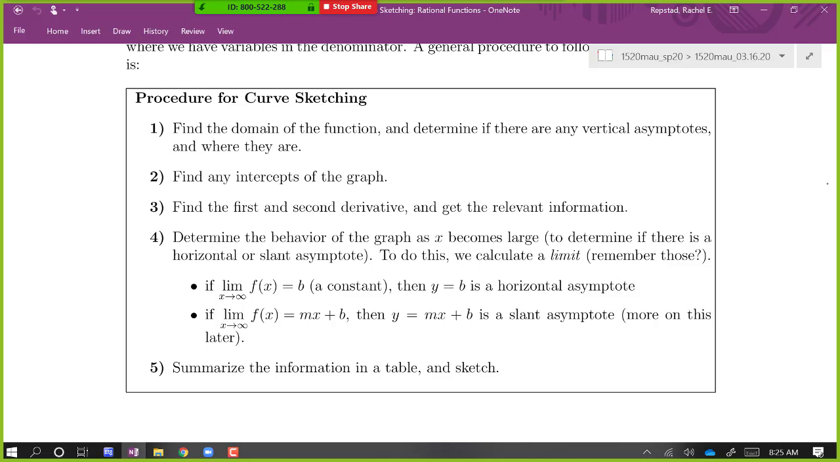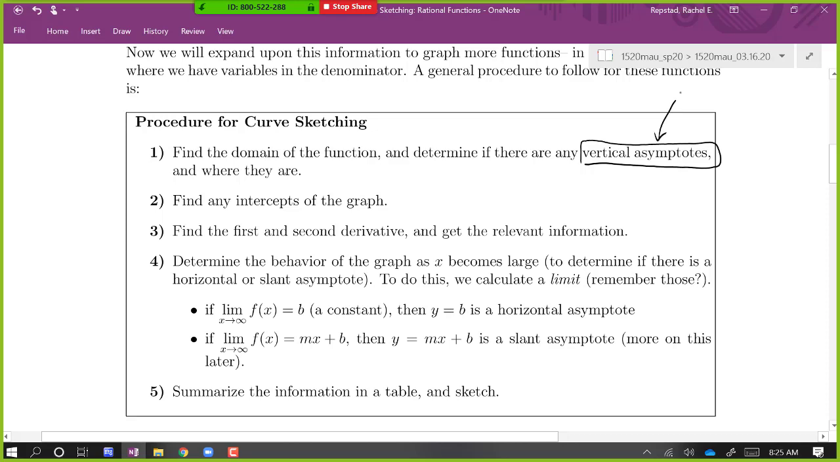And then determine if there are any vertical asymptotes. Vertical asymptotes can happen at values of x that make us divide by zero. So basically, we just want to check out the function, see what we're not allowed to plug in, and what happens there. Usually, that's going to mean a vertical asymptote, which is just this vertical line that a function approaches. When your graph gets close to a vertical asymptote, it'll either shoot upwards to infinity or downwards to negative infinity. The next thing I do is find any intercepts of the graph. No calculus needed here. That's just algebra.